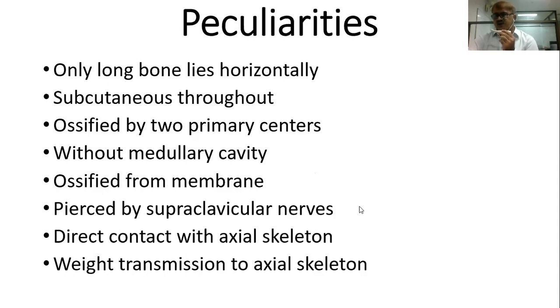And sometimes it is pierced by cutaneous nerves which come from above. These are called the supraclavicular nerves, coming from above the clavicle. Sometimes they pierce this bone, they pass through this bone. It has direct contact with the axial skeleton. Other long bones of the upper limb don't have any direct contact. So it transmits the weight from the appendicular to the axial skeleton. This is the bone which actually transmits the weight.